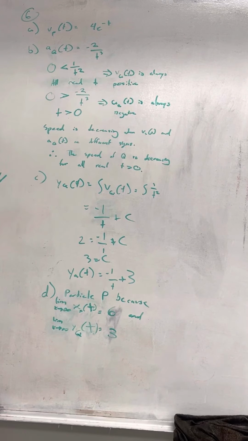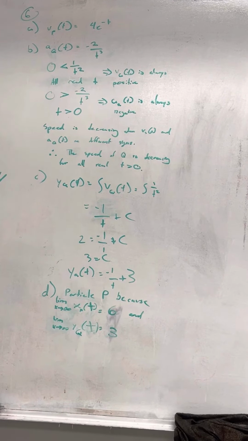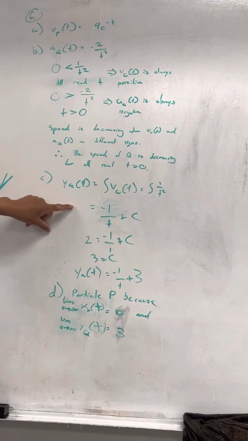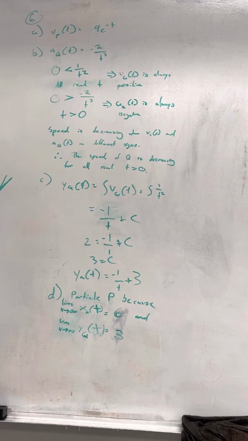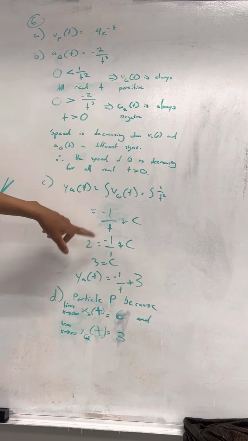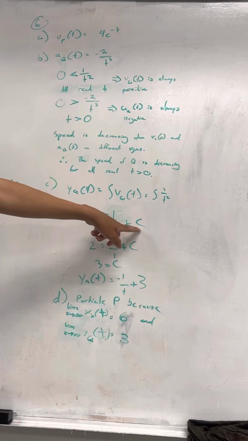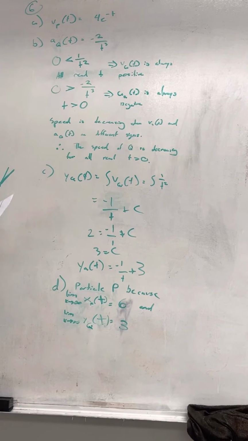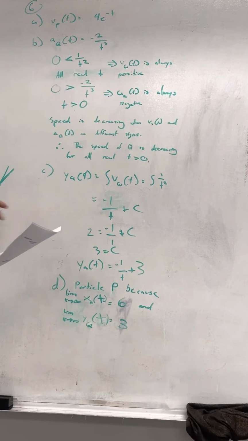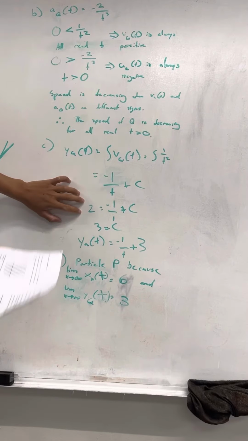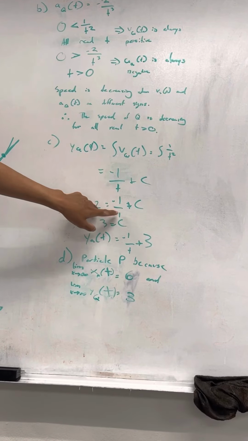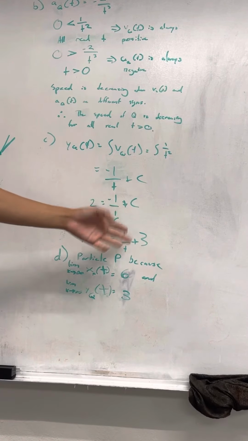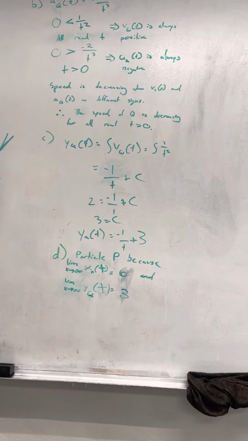For c, to find the position, you have to integrate the velocity function. And again, it's using power rule, but for integration, which gets you this right here, plus c. And to find the plus c, you plug in the initial condition that it gives you, which is the position at t equals 1 is 2. So you plug in 1 for t, and then you solve it, which gets you 3 equals c. And then you just plug it back in, and that's your position function.